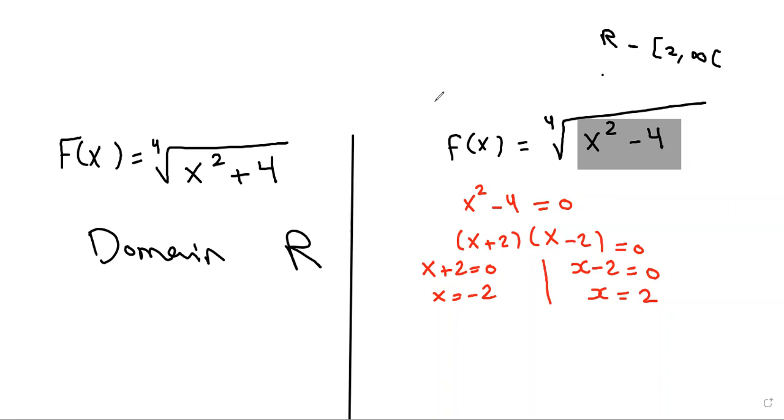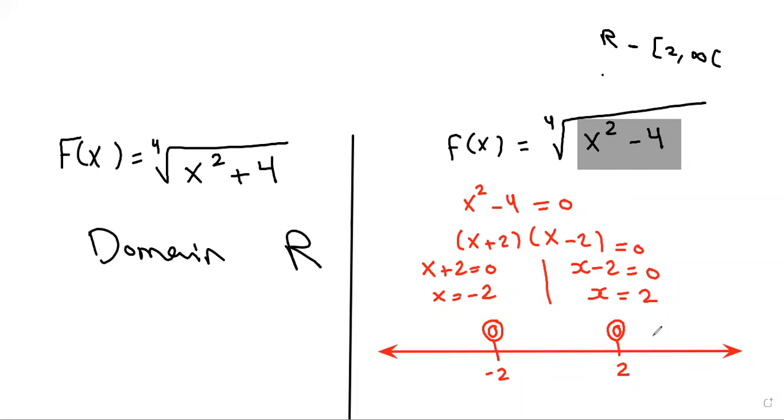Okay, take your time. x is negative 2 and x equals 2. On the number line, we will write negative 2 and 2. Negative 2 makes the function equal 0, and 2 makes the function equal 0.